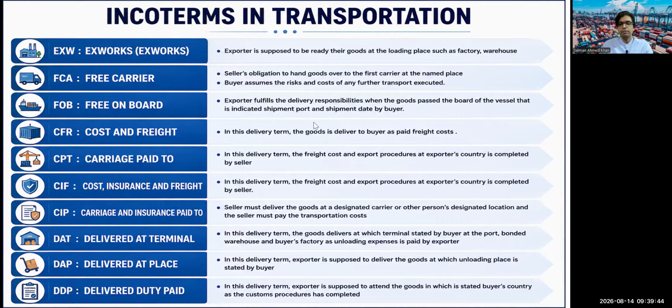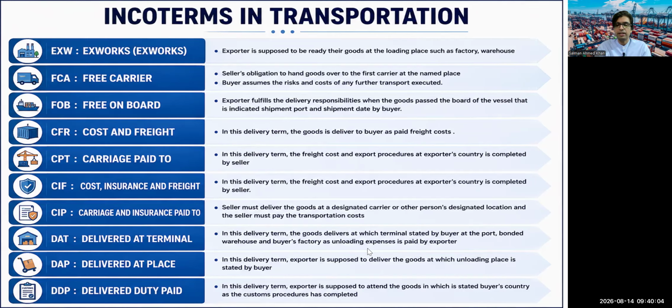DAP means Delivery at Place. In this delivery term, the exporter is supposed to deliver the goods at the unloading place stated by the buyer. So here the exporter has to clear all the customs duties and put the goods at the buyer's location. Now DDP is Delivery Duty Paid. In Delivery Duty Paid, the exporter is supposed to deliver the goods, and the buyer's country customs procedure has been completed. So Delivery Duty Paid means that the buyer's shipment will be sent by the seller by fulfilling all those customs duties.